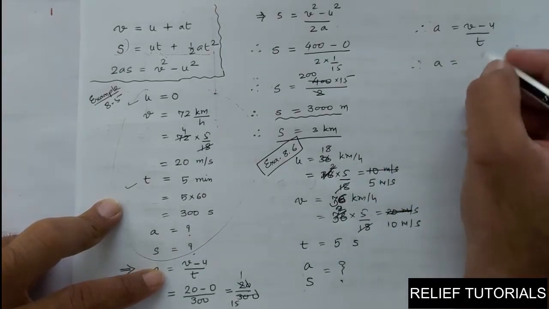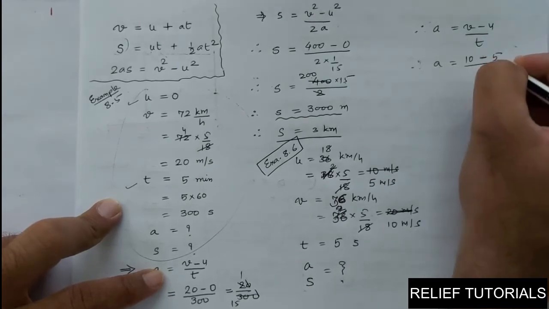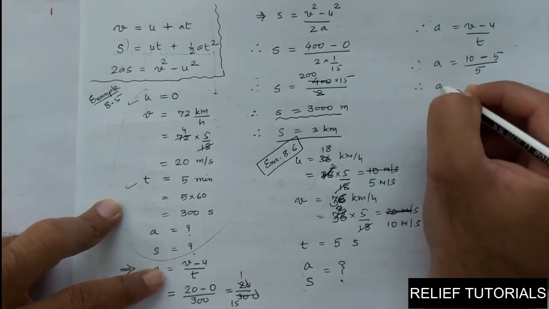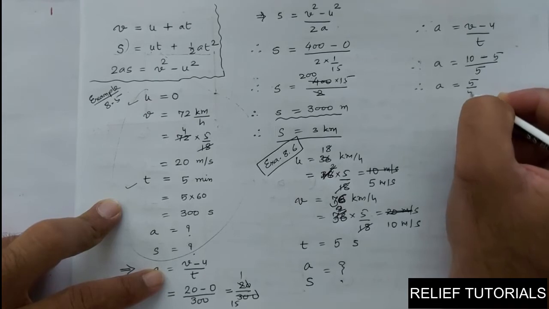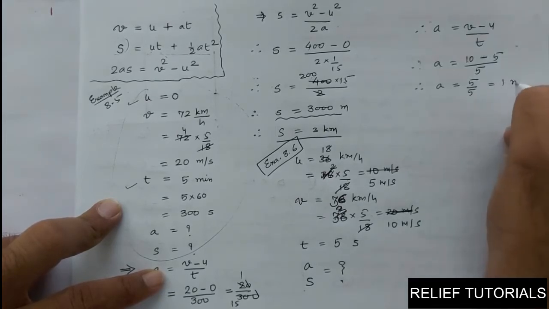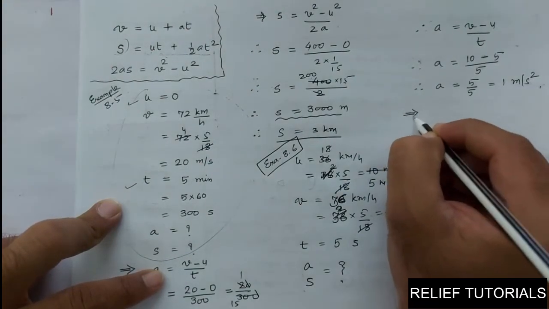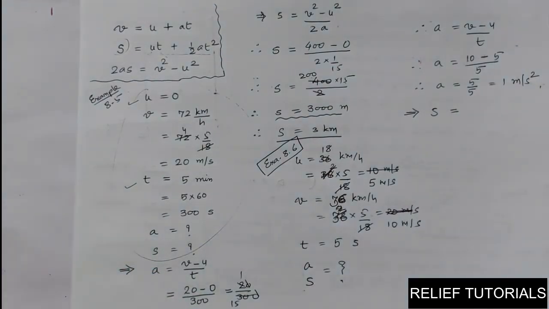So what is v? v is 10, minus u is 5, and the time interval is also 5, given. Therefore a is equal to 10 minus 5 is 5, by 5, it's 1 meter per second square. Okay, so acceleration is 1 meter per second square, and now you find s. You can find s by any one of the formulas, but it's somewhat easier to use the last one.